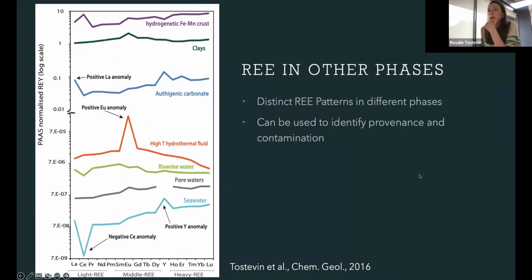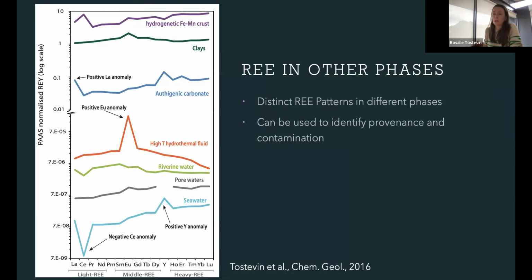The other thing that I really like about it is that you don't just have the cerium anomaly, you have the entire rare earth element pattern at your disposal. And there's lots of other useful information encoded in this pattern. So one useful thing is that we see distinct rare earth element patterns in different phases. So they can be used to identify provenance and also contamination. So this means we have some kind of internal check alongside our redox proxy.